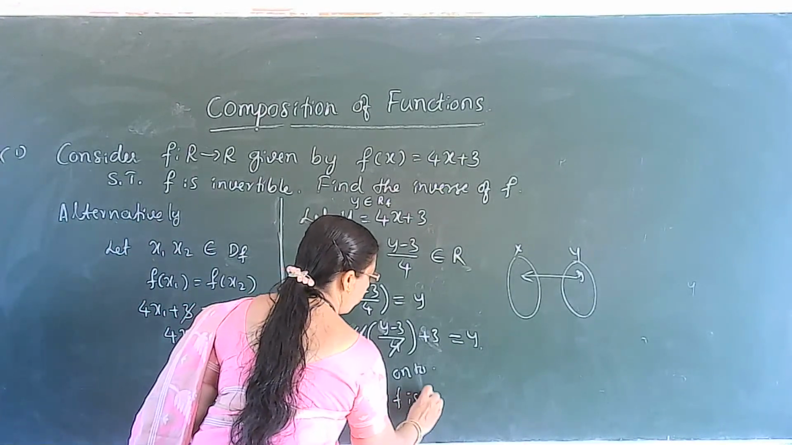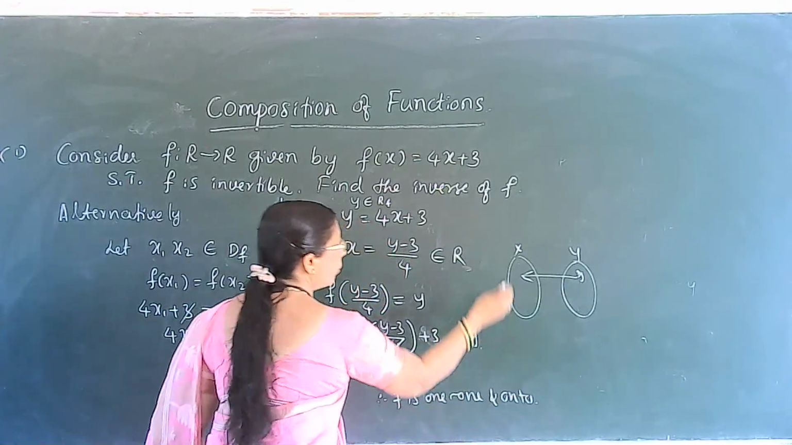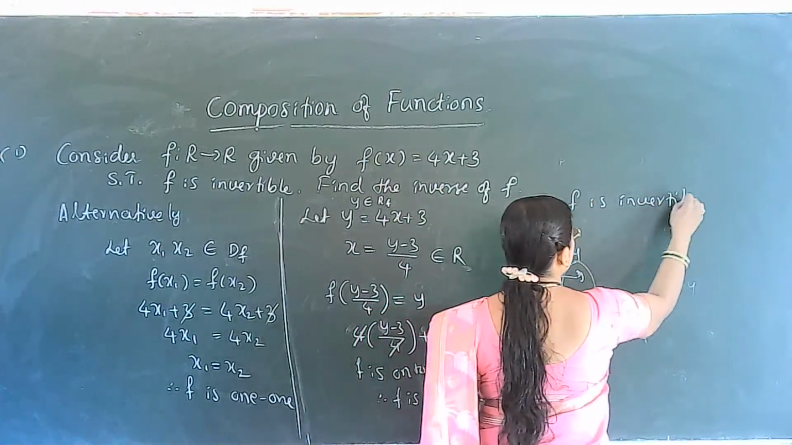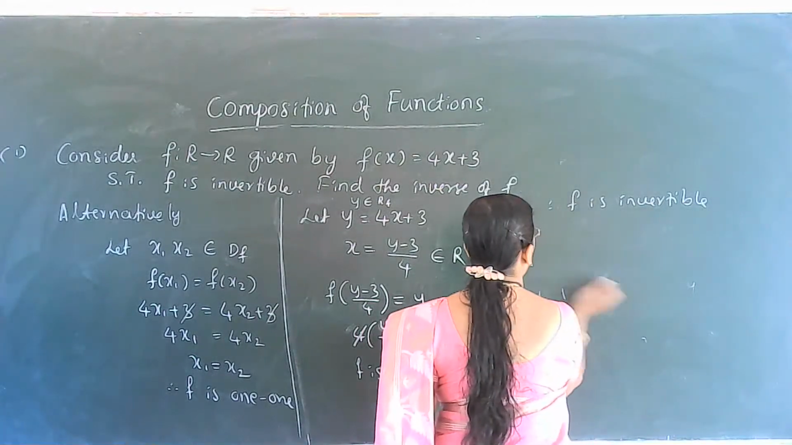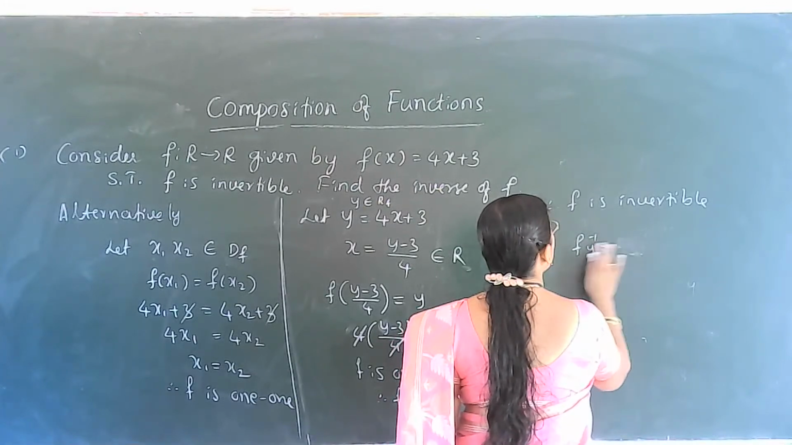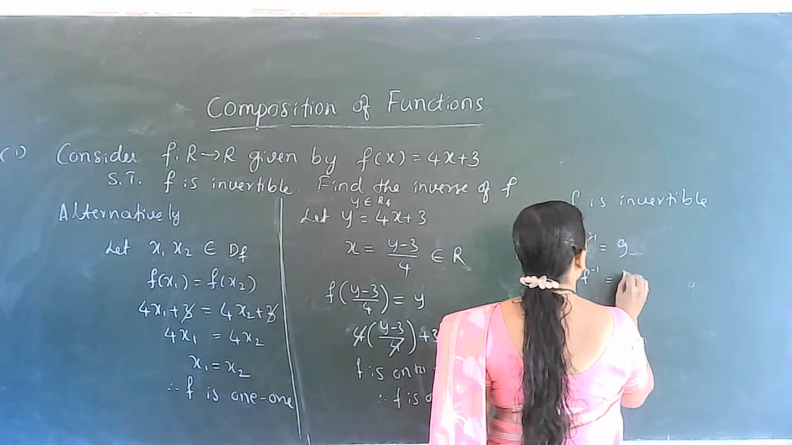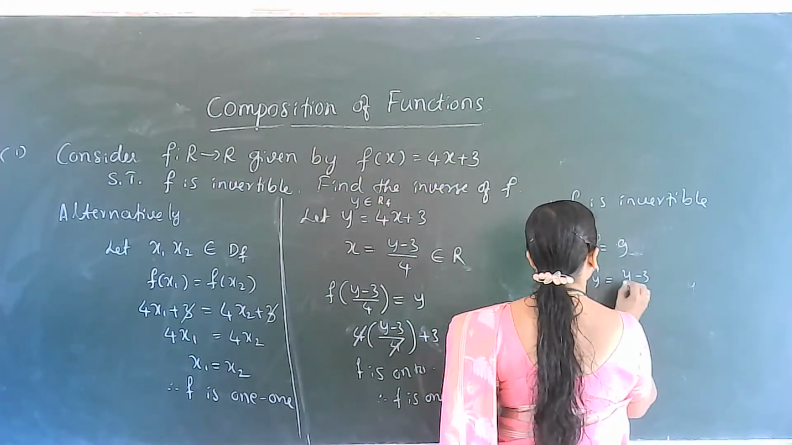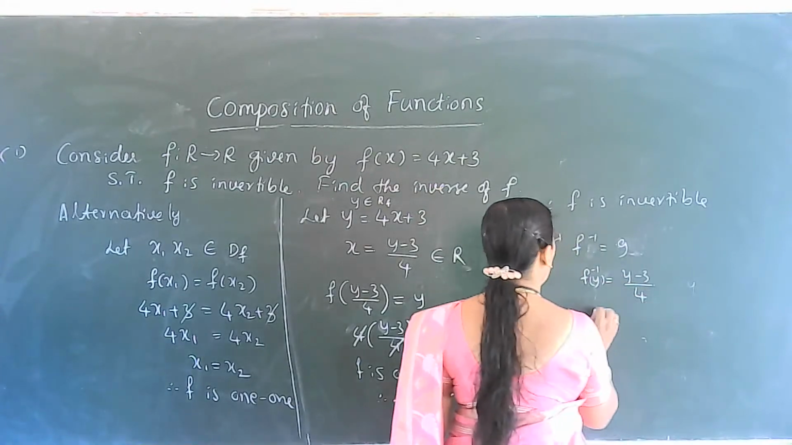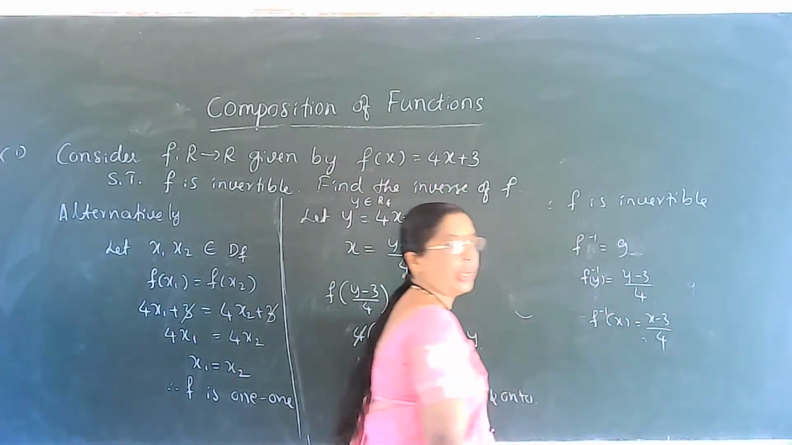Therefore, the function is one-one and onto. Therefore, f is invertible. Then you find f inverse: f inverse y is equal to (y minus 3) by 4, or f inverse x is equal to (x minus 3) by 4.